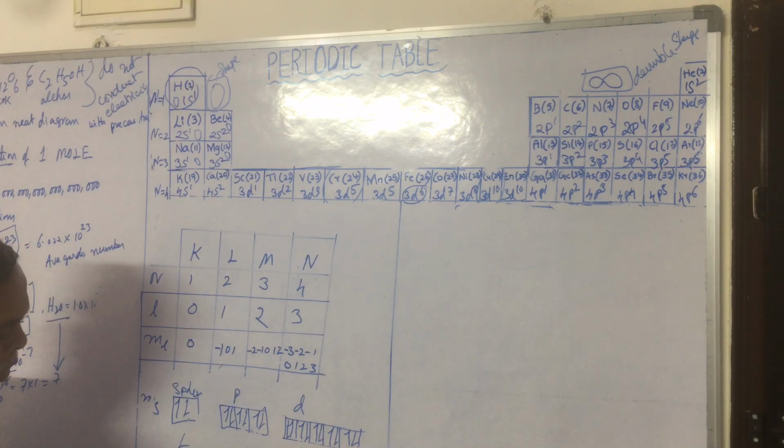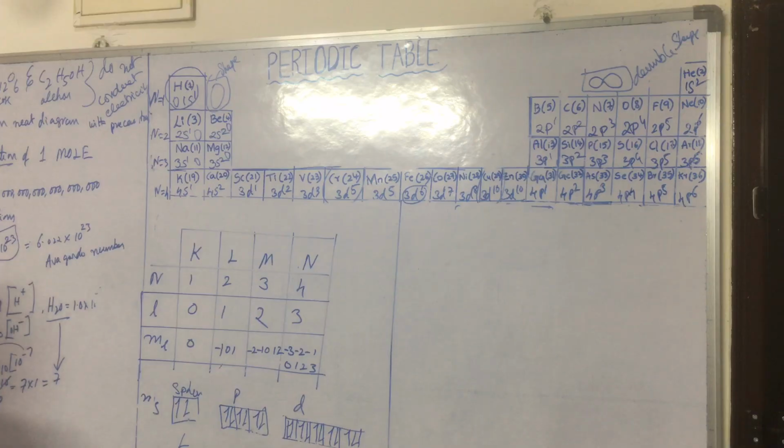Then if you write down the quantum numbers, if N is 4, write down the quantum numbers. If N is equal to 4, write down the answer.